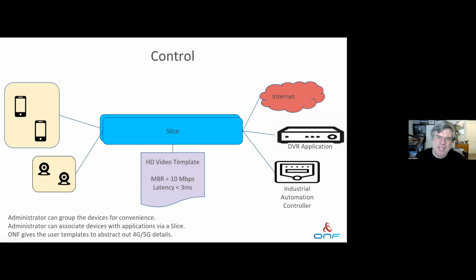Now, finally, we've taken the complexity, the complex 5G and 4G parameters, and we will abstract them to a template. And the template allows us to hide that complexity so that the operations person managing the connectivity doesn't necessarily have to be aware of all of that 4G and 5G detail. So for example, we just gave this a template, a name like the high definition video template that would connect your cameras to your DVR application, for example.